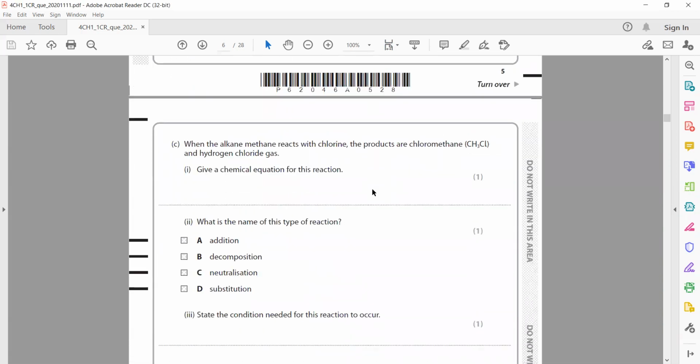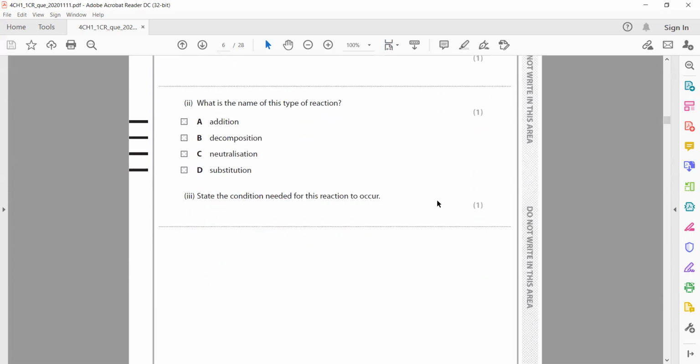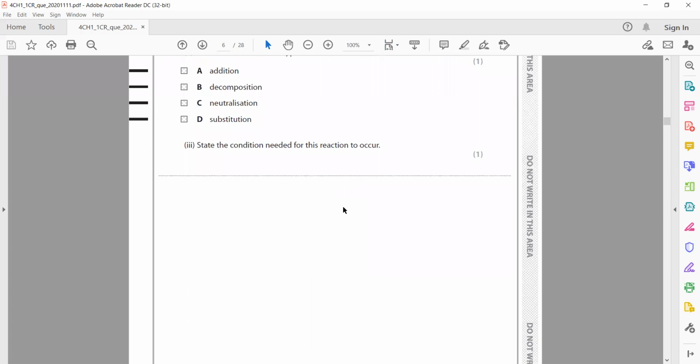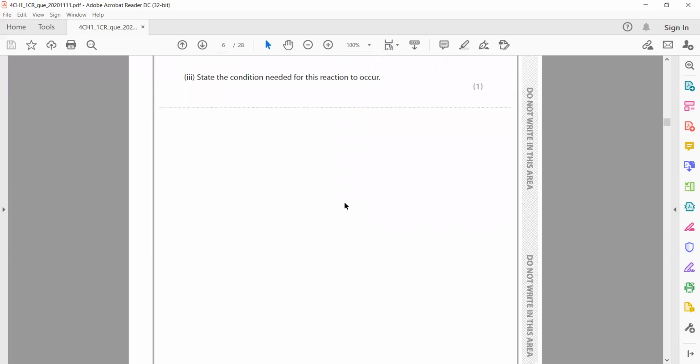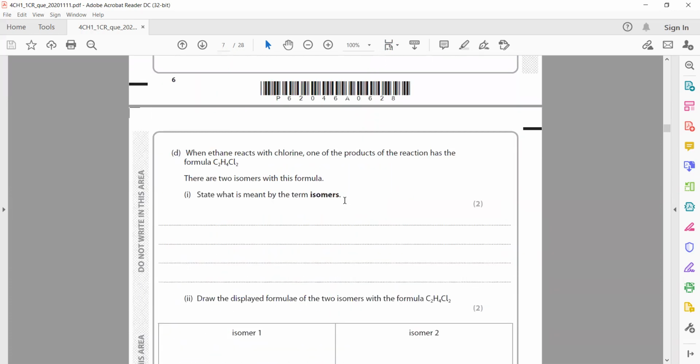When an alkane such as methane reacts with chlorine, a substitution, so CH4 plus Cl2 gives CH3Cl plus HCl. What is the name of this type of reaction? We call it substitution. State the condition needed: ultraviolet light.